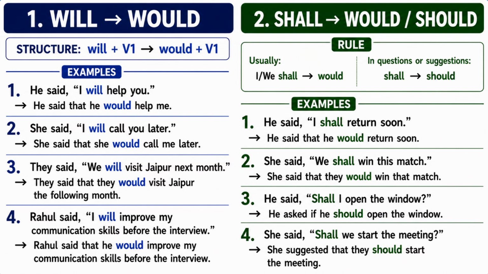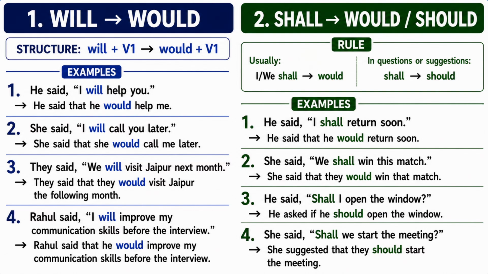Example 1. He said, I shall return soon. It becomes, he said that he would return soon. Example 2. She said, we shall win this match. It becomes, she said that they would win that match. Example 3. He said, shall I open the window? It becomes, he asked if he should open the window.